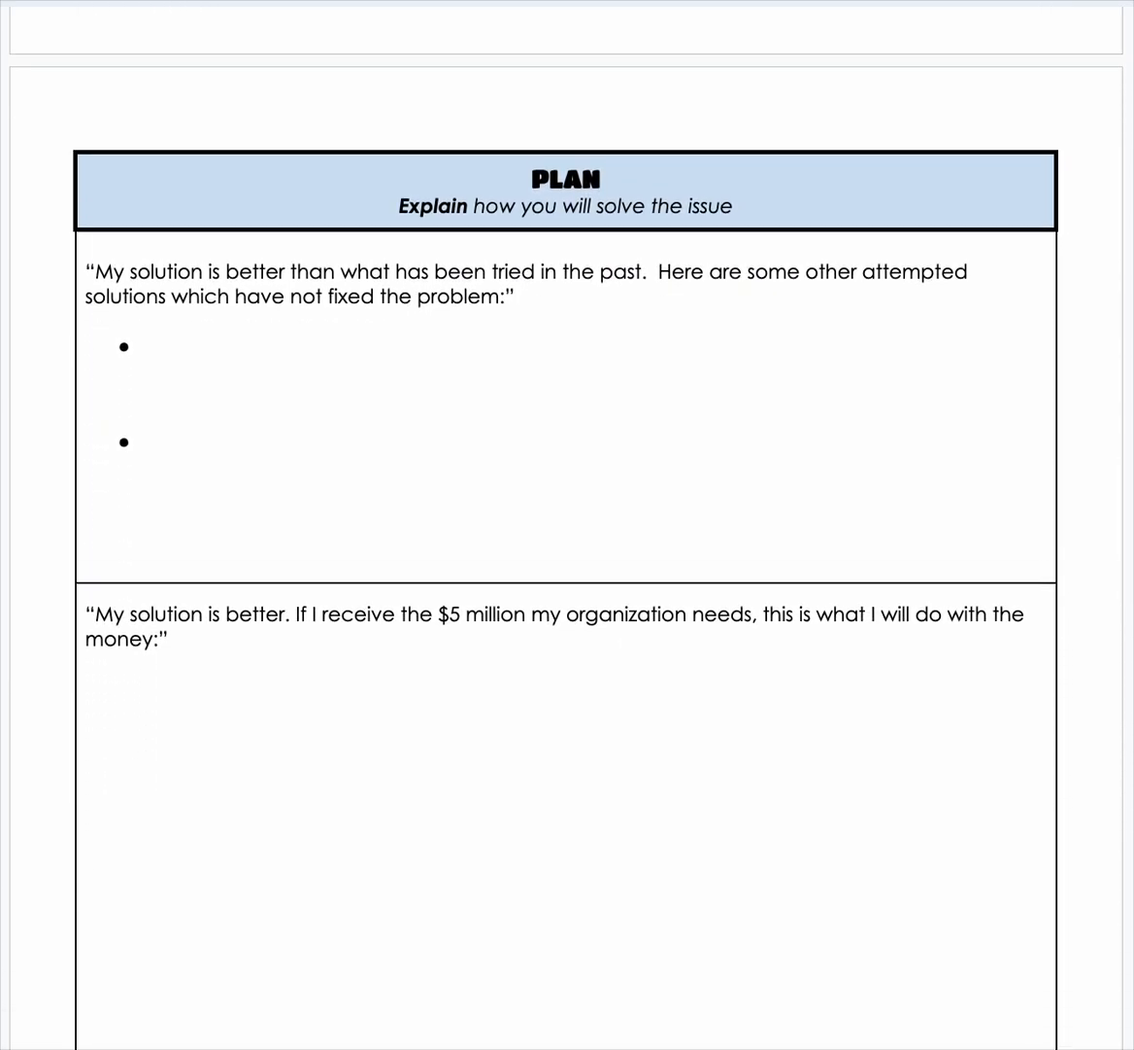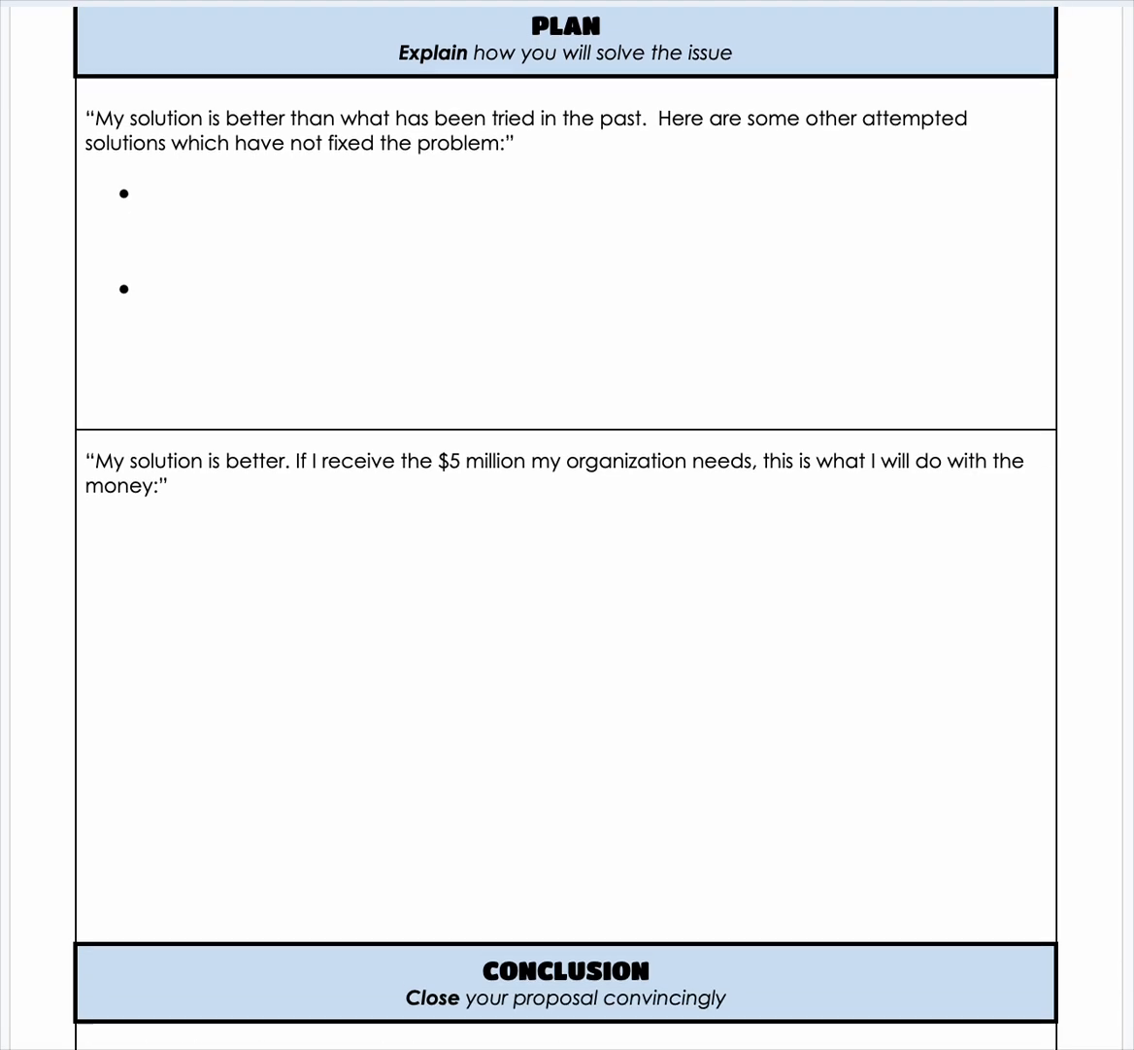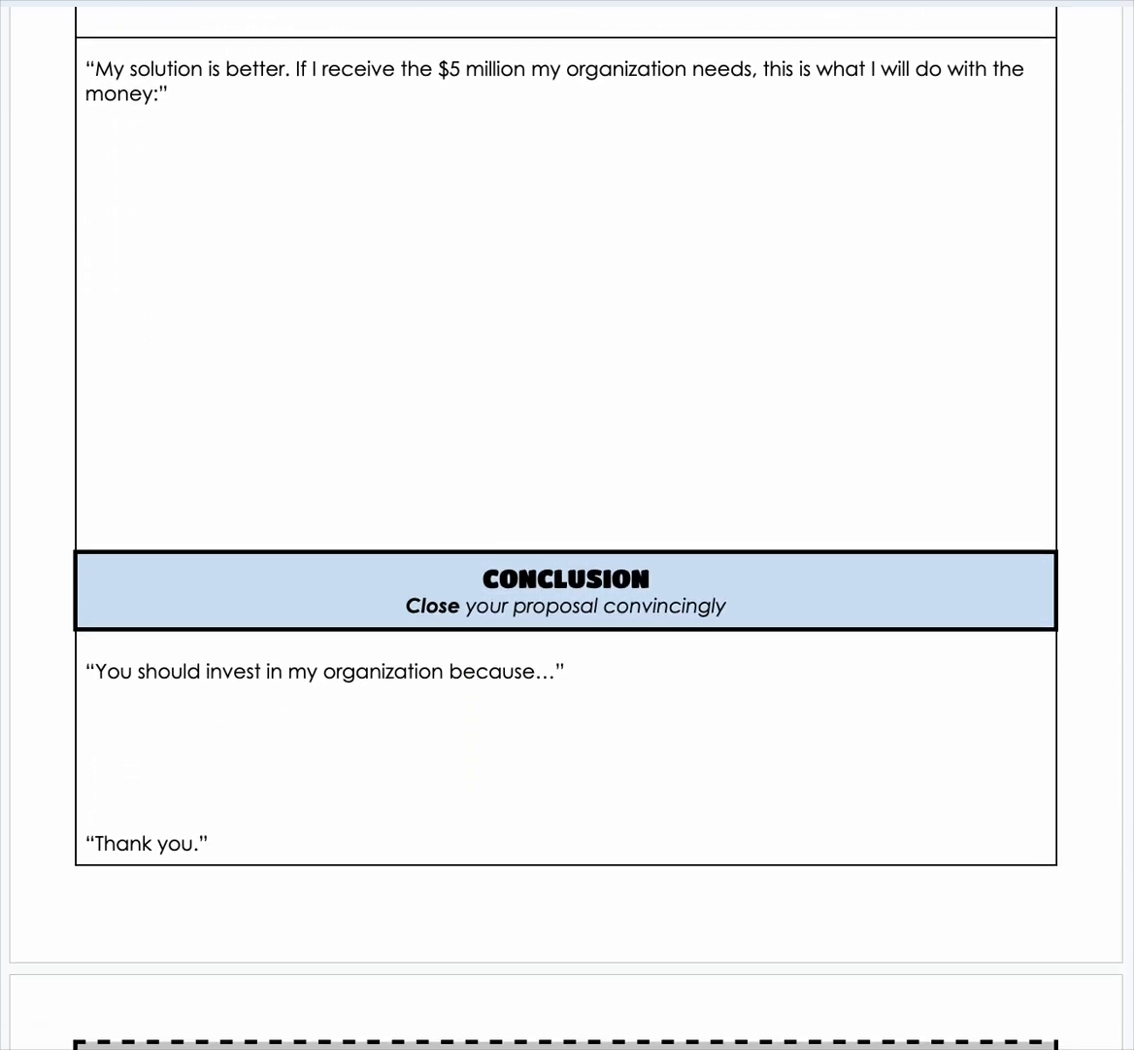And then on the next page is your plan. What have other organizations or other groups or people tried in the past? And then what exactly are you going to do with $5 million that will be better than what others have tried? Finally, you'll end with a conclusion that will tie things together and convince people that they should invest in yours. So, the upside of template number 1 is that it's very simple, it's very structured.